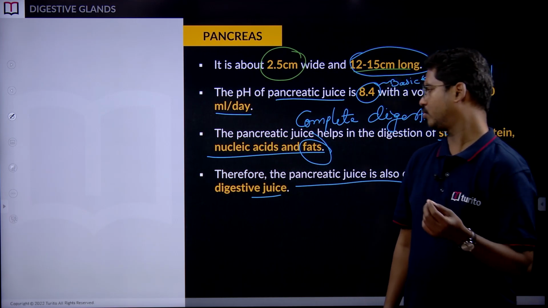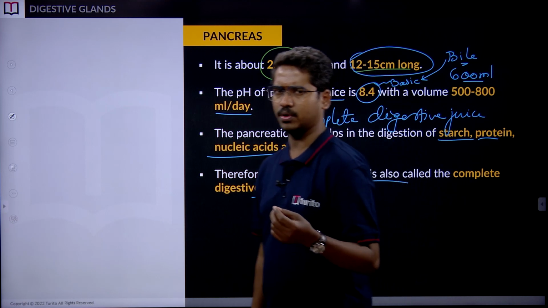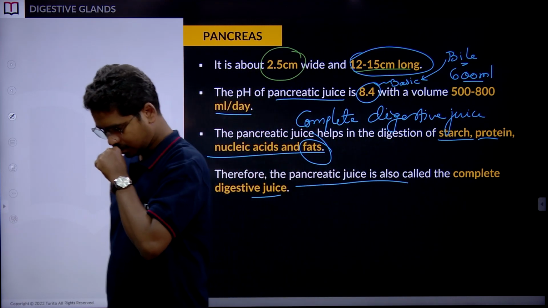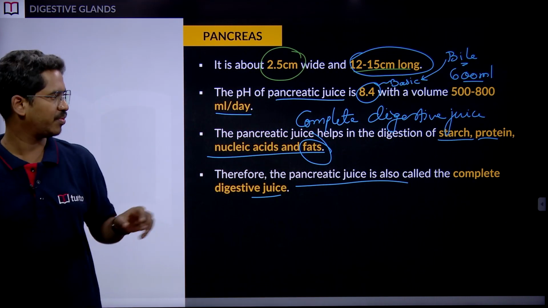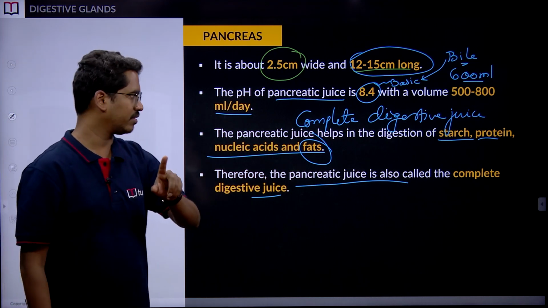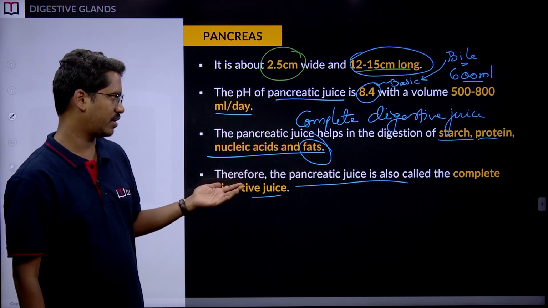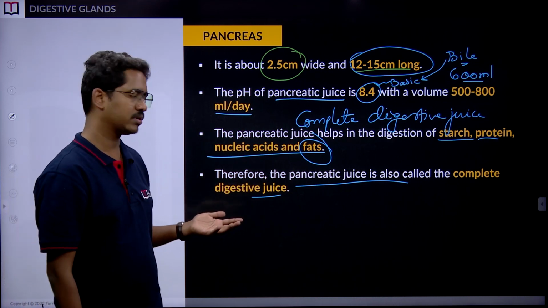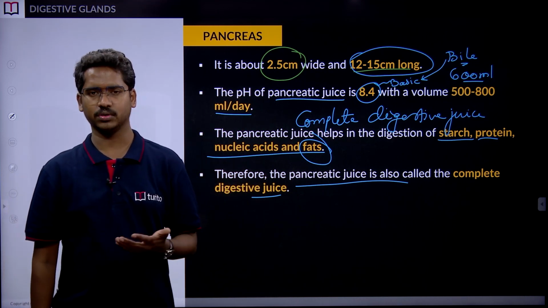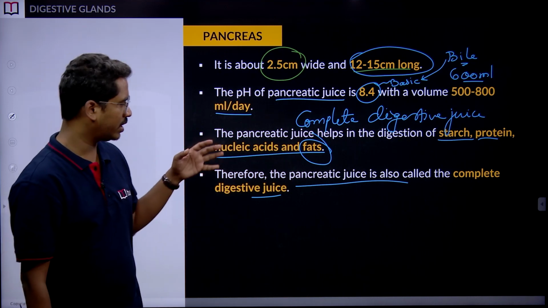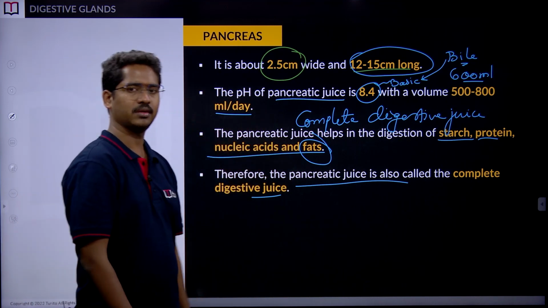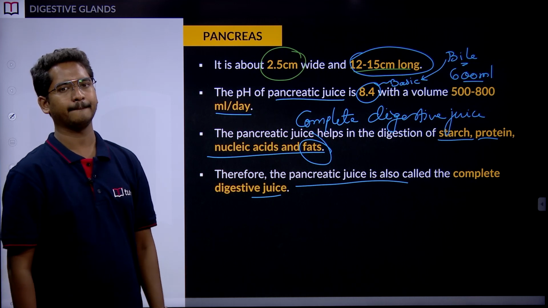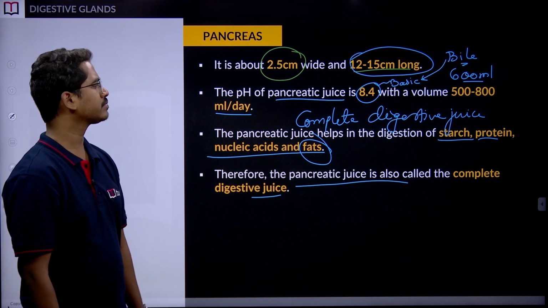Now, you might be wondering about one doubt, if I am not wrong. Excuse me, children. You might think, when our proteins got digested in the stomach, and our starch got digested in the mouth, that is in the buccal cavity, why do we need such a substance here, right? You might be thinking like that. Well, I will tell you.